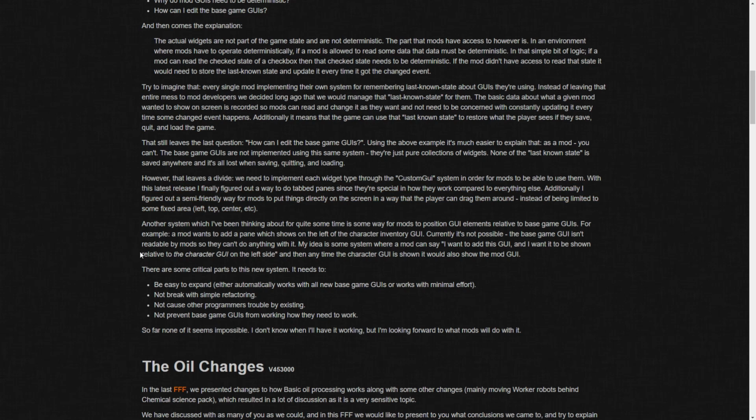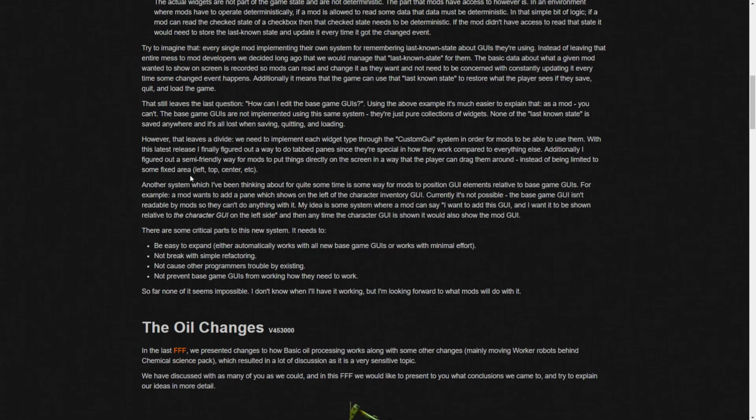And then there's also being able to position mod GUIs relative to the base game GUIs, which you currently can't do because the mods cannot access the base game GUIs at all. So they don't know where they are. This last thing just says that he's trying to work on a way so you can say, I want to add this GUI and I want it to be shown relative to the character GUI on the left side, and stuff like that.